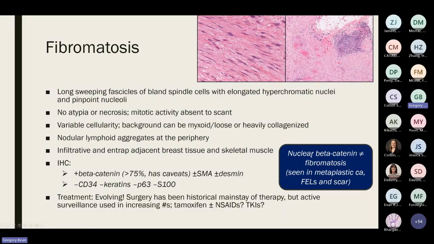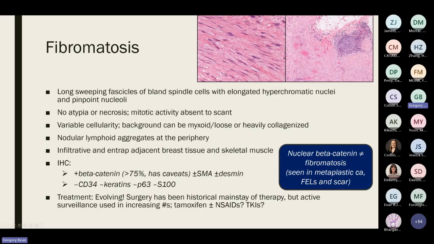Just a note, nuclear beta-catenin does not equal fibromatosis. I've seen some trainees look at a beta-catenin stain and call it fibromatosis, but in breast, nuclear beta-catenin has actually been reported in metaplastic carcinomas, fibroepithelial lesions of all different grades, as well as scar. So when you use beta-catenin, sometimes you have to look carefully at the stain itself to interpret it correctly, but also know the caveats that come with it.